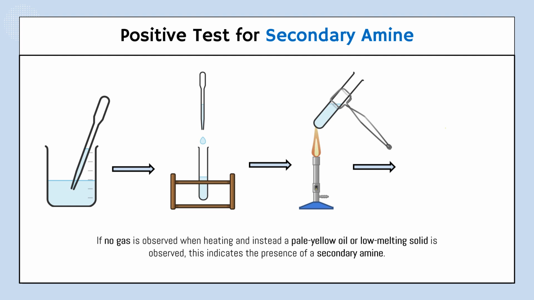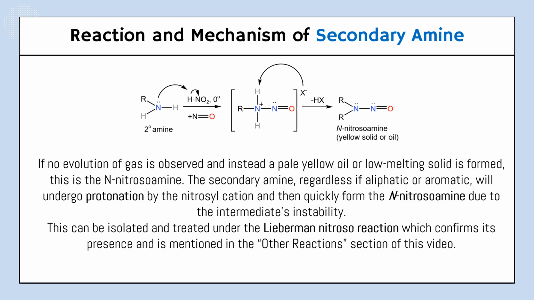Now, if we heat this solution and we don't observe any bubbles, but instead we observe a yellow oil or a low melting solid, this indicates the presence of a secondary amine. This pale yellow solid is the N-nitrosoamine.